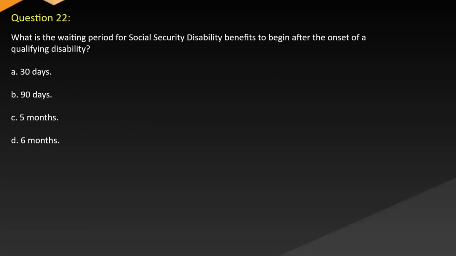Question 22. What is the waiting period for Social Security disability benefits to begin after the onset of a qualifying disability? A. 30 days. B. 90 days. C. 5 months. D. 6 months.